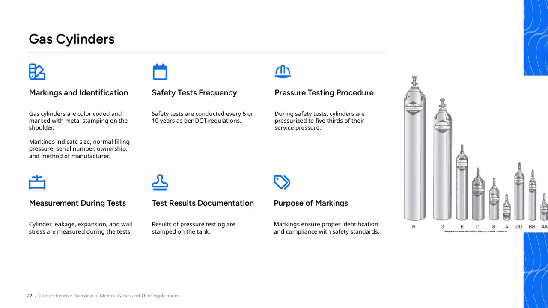During these tests, we measure important factors like cylinder leakage, expansion, and wall stress, which are all critical indicators of the cylinder's integrity. The testing process involves pressurizing the cylinders during safety tests to about 5/3 of their service pressure. This helps us simulate real-world conditions and ensure the cylinder can handle it safely.